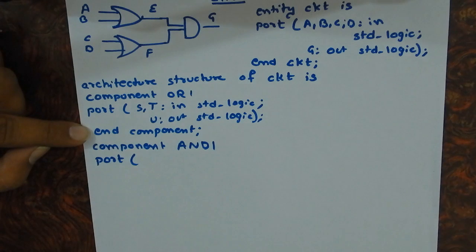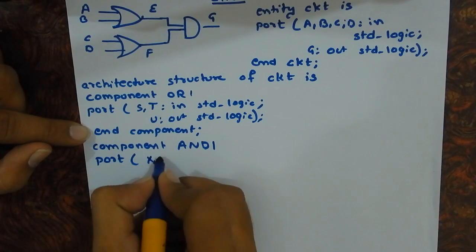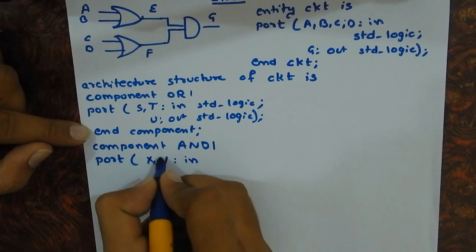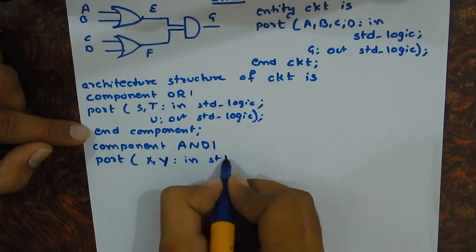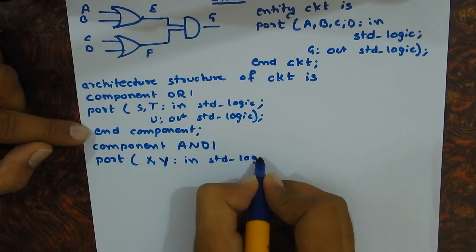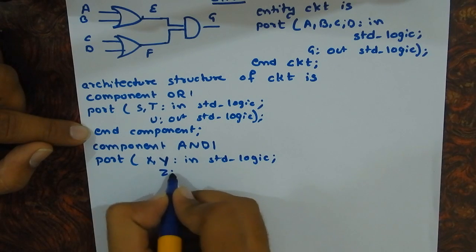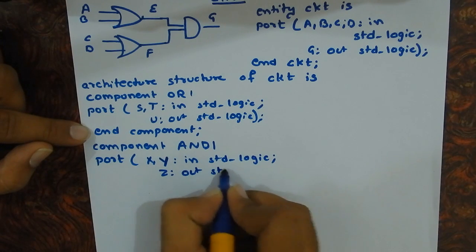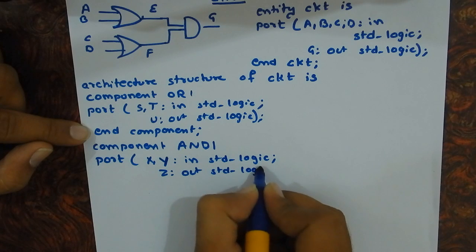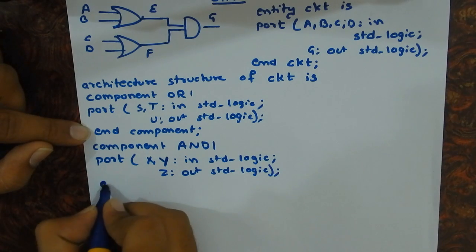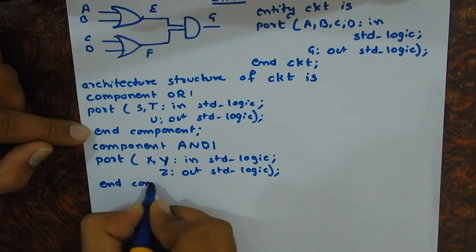We'll take here X, Y and Z for E, F and G, and X and Y will be the input ports and G will be the output. So X and Y as input with standard logic data type, and Z as output with the standard logic data type, end component.